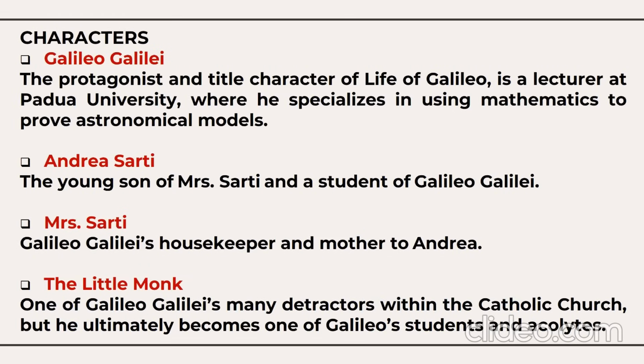Which characters do we have? We have Galileo Galilei, who is the protagonist, a lecturer at Padua University. He is specialized in mathematics to prove astronomical models. Then we have Henry Sarti, who is the young son of Mrs. Sarti, and he's also a student of Galileo. Mrs. Sarti, the mother of Henry Sarti, is the housekeeper at Galileo's house. Then we have the little monk, another detractor within the Catholic Church, who becomes Galileo's student later.